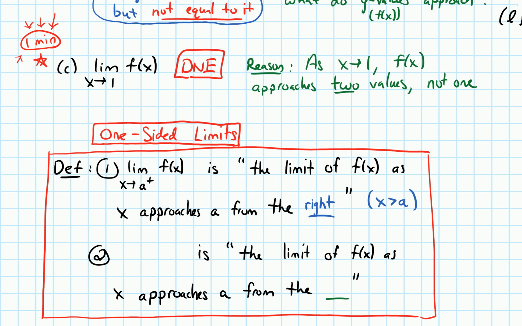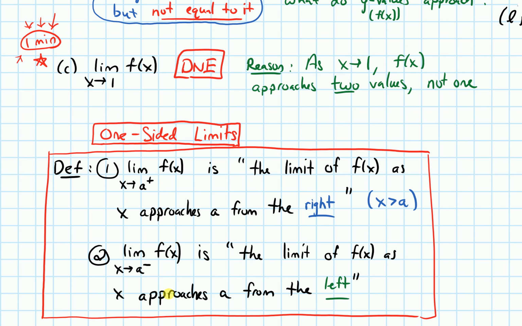We can also talk about the left-handed limit. The notation is the limit as x approaches a with a minus sign written in the exponent of a, of f of x. And that's the limit of f of x as x approaches a from the left.